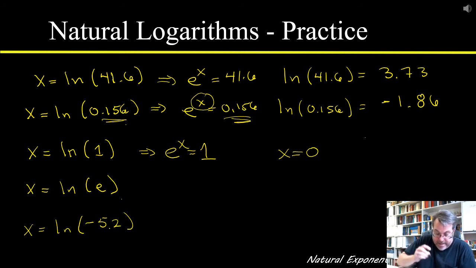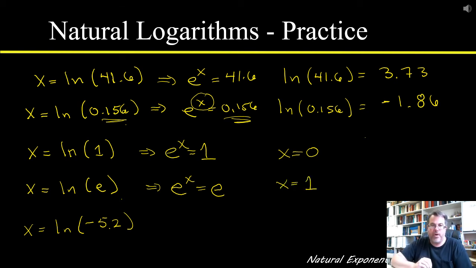Okay. Natural log of e. This is interesting. What this means is there's some number x that if you take e and raise it to that power, you get e. So what's that going to be? Obviously, e to the 1 is e. And so if you put natural log and then type in the value of e, you'll get 1 back out. Now how about this last one?